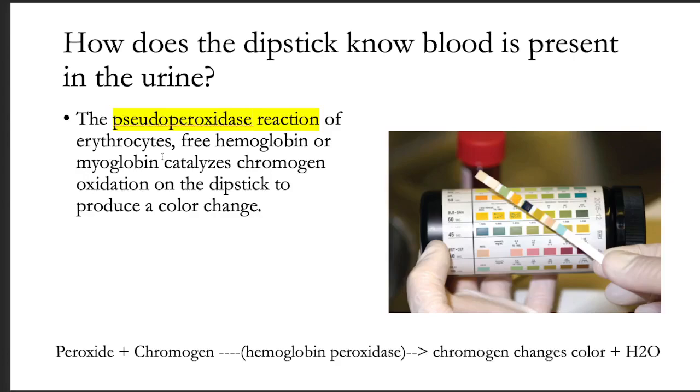The one thing to note is that myoglobin, which is released from muscle cells when they are damaged, will also trigger a positive on a urine dipstick. So you want to keep that in mind.